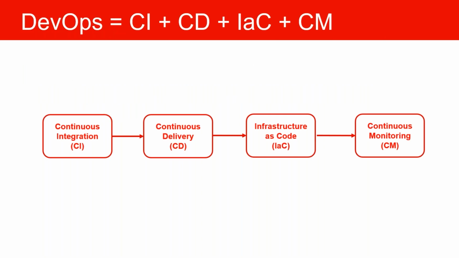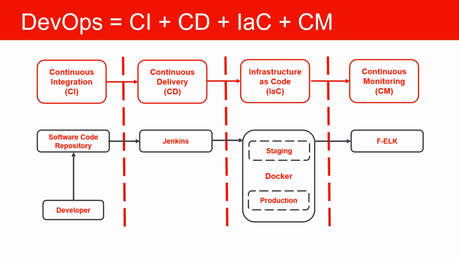Now, how would you define DevOps? DevOps, as I would define it, is nothing but continuous integration, continuous delivery, infrastructure as code, and continuous monitoring. Now, what are these terms? In continuous integration, we have multiple developers who check in the code into a central source code repository. Every developer is checking in his part of code, and the code is being continuously integrated without any manual intervention.